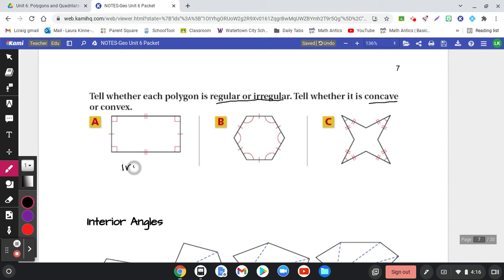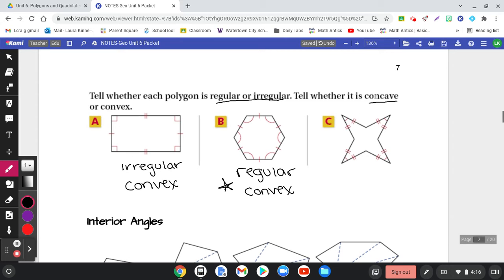So it's irregular. And do you see any parts that are caving in? No, so it's convex. The next one, all the angles have the same marking. And again, you don't see this on your paper, so you might want to add it. All the sides are the same as well, so that is regular. And it's convex. And by the way, all regular figures are always convex.